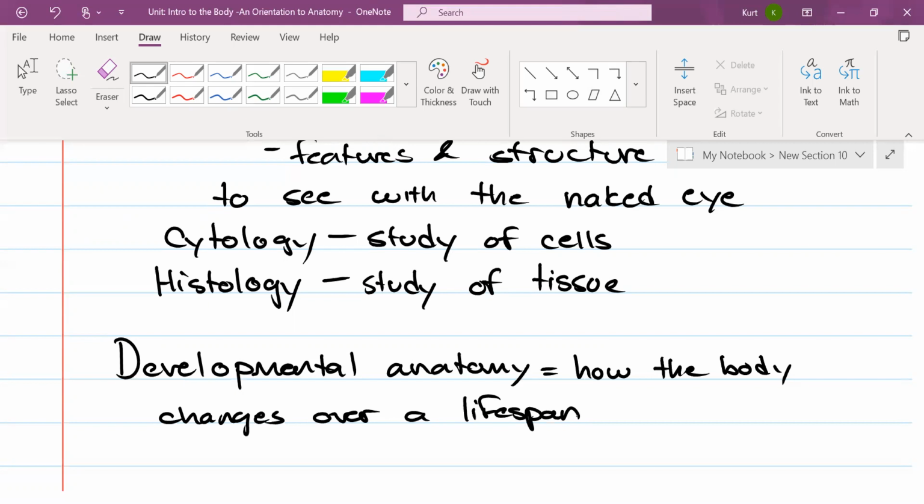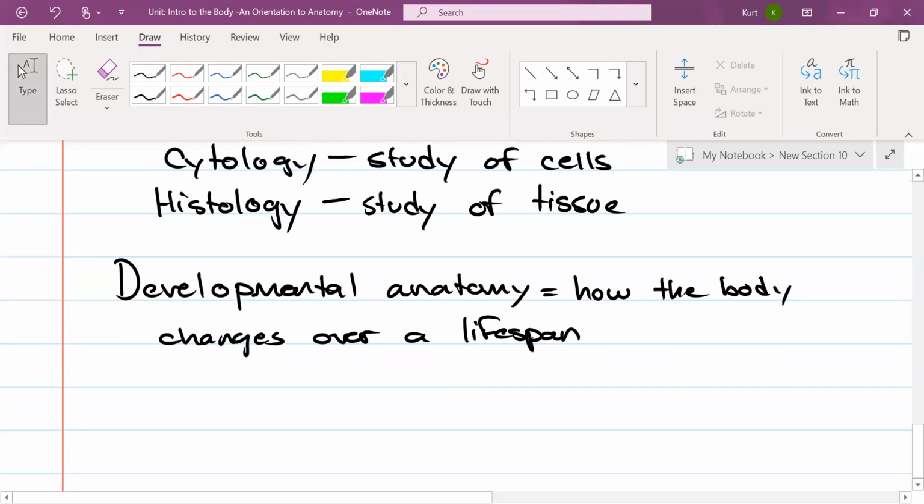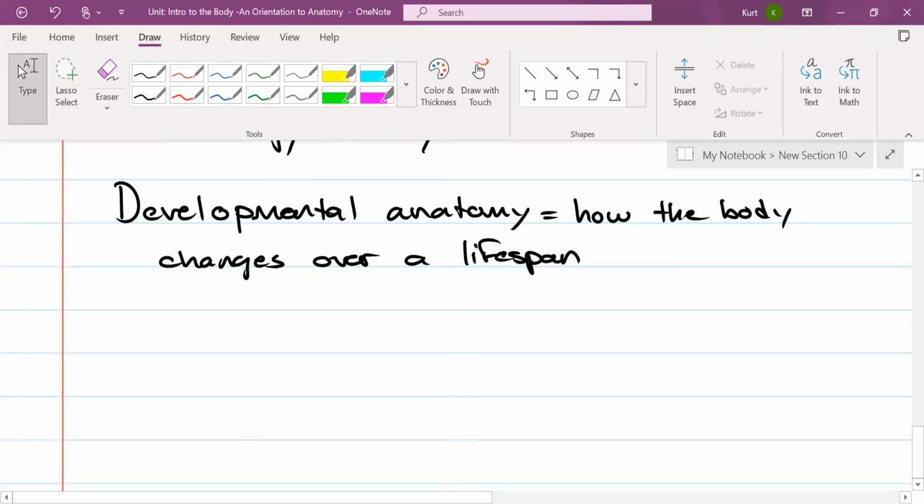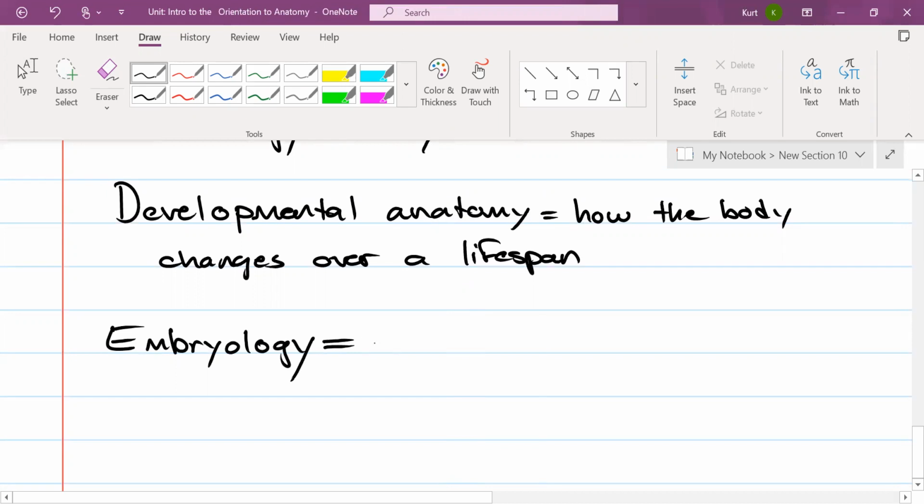If this were elementary school, your bones would have more cartilage in them. Your bones are more flexible when you're younger. Then when you get older, your bones actually become more bone tissue instead of cartilage tissue. These are things we can see over time, but sometimes you need a microscope to see them. And then finally, we have embryology. Embryology is going to be the study of embryological development.